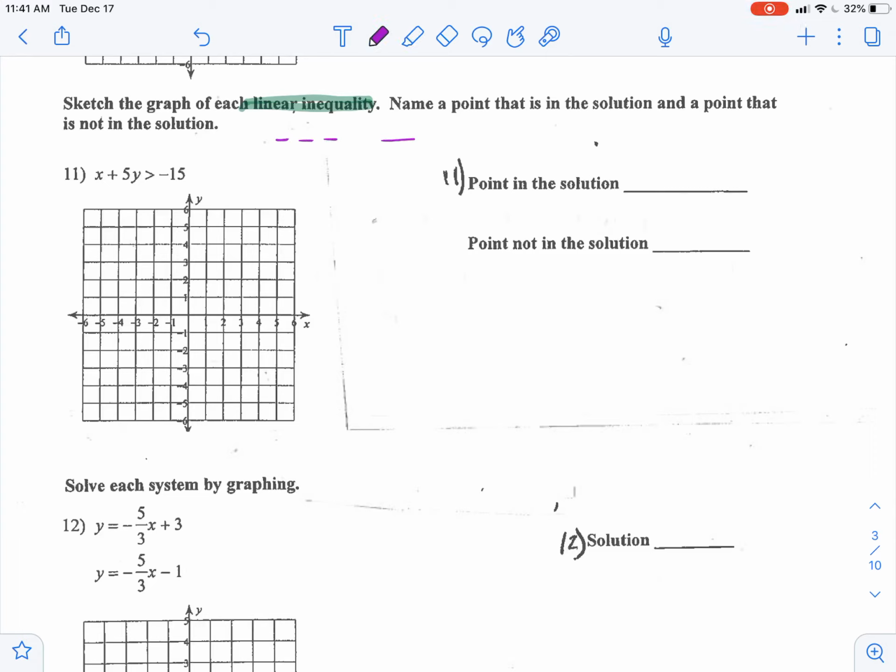Actually, I'm going to change your problem real quick. I forgot to, I'll change it on the other guys' test. But make this, instead of a -15, just a -5. Okay, -5. Please change that. That way it'll work on your graph a little better. Once you're done graphing, tell me a point that is in the solution, just one point, and then find me a point that's not in the solution.